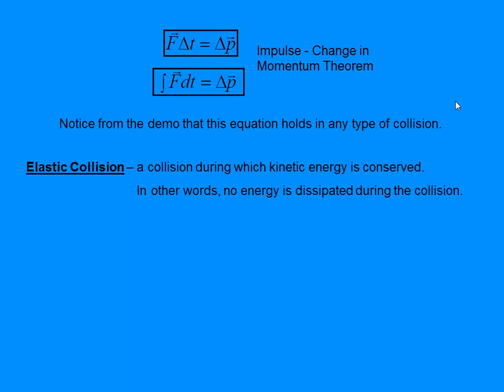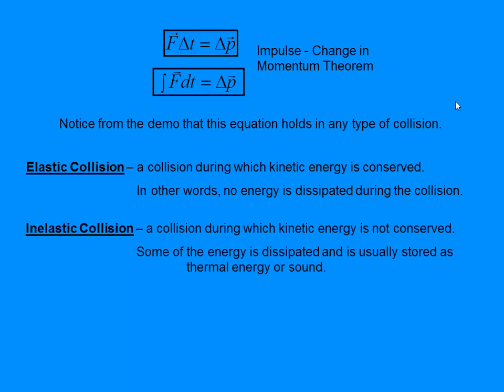Most collisions are not elastic. Never assume that a collision is elastic unless it tells you or it gives you some evidence. Most collisions dissipate some energy, and they are what are known as inelastic collisions. This would be the normal collision with the cart and the spring, say, or an extreme case would have been the cart with the clay, where it actually came completely to a stop and all of the energy was dissipated. And remember that that dissipated energy usually gets stored as thermal energy or sound.